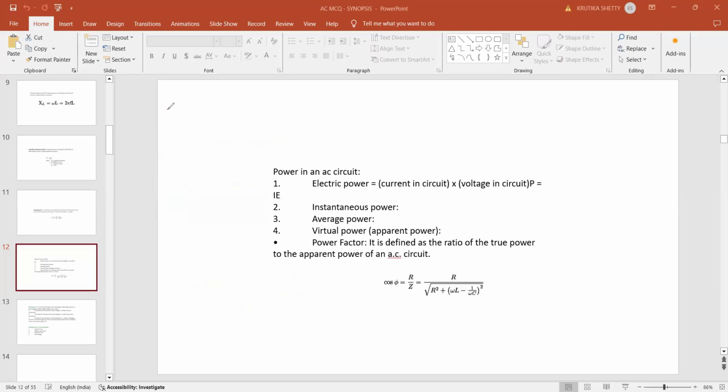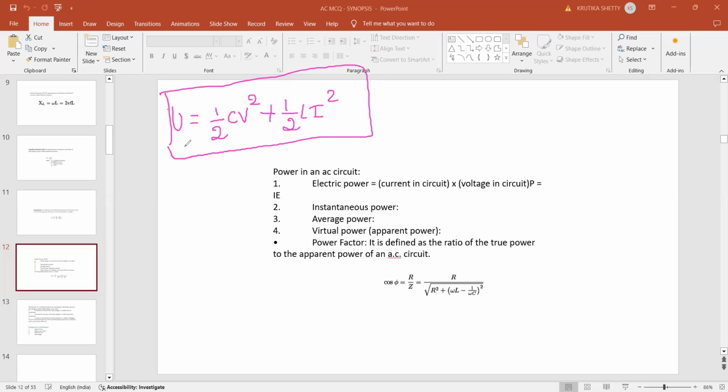So what is the expression for the energy stored in the LC oscillations? The total energy is given by the energy due to the capacitor plus the energy due to the inductor. Energy in the capacitor is given by 1/2 CV square, plus energy in the inductor, which is given by half Li square. So the total energy during the LC oscillation is the combination of both. Half CV square is the energy due to the capacitor, and half Li square is the energy due to the inductor. Okay, so this is the expression. Please copy down this formula also.